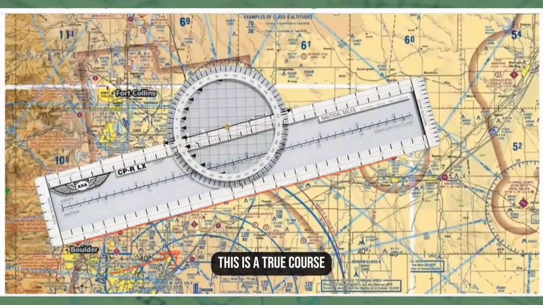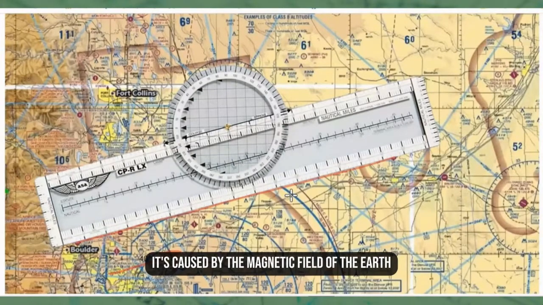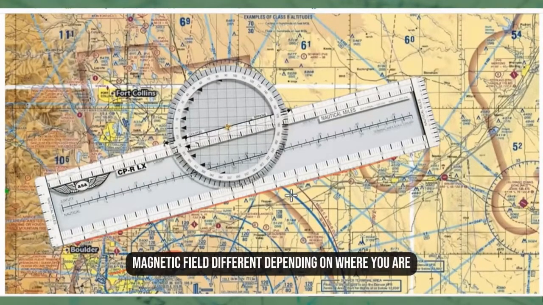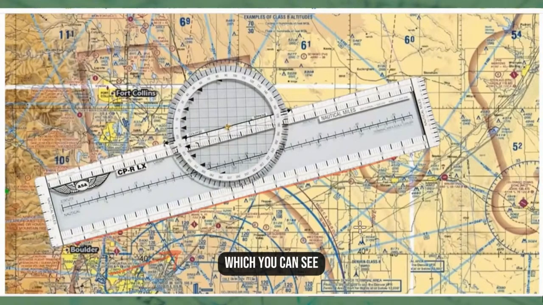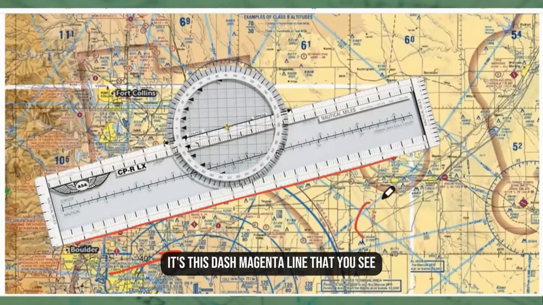This is a true course because your printed sectional charts are based off true direction. So in this plotter and the map based off true direction, you're going to get a true course. If you want a magnetic course, you would then have to convert from true course to magnetic course using variation. It's caused by the magnetic field of the Earth being higher or lower in some areas of the Earth, depending on where you are. That pull from the Earth's magnetic field is different depending on where you are. And you use these things called isogonic lines, which you can see right here. It's this dashed magenta line that you see.